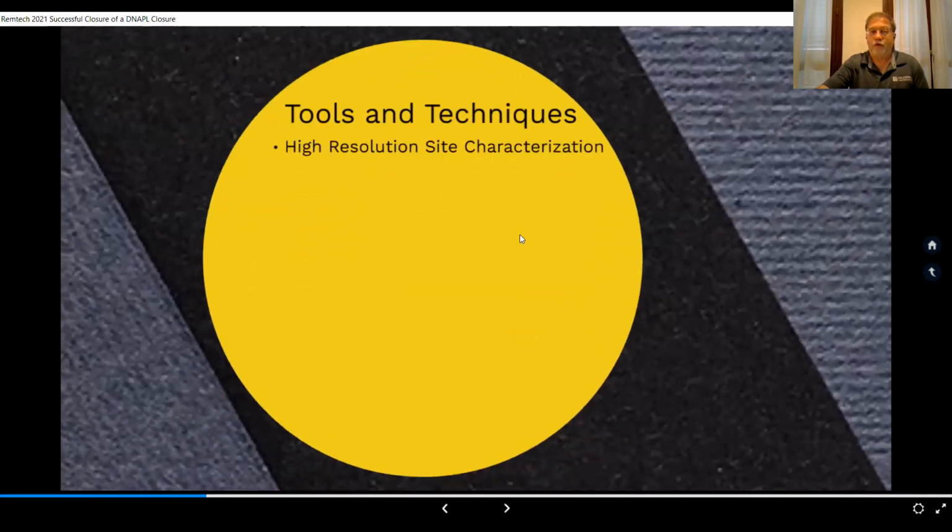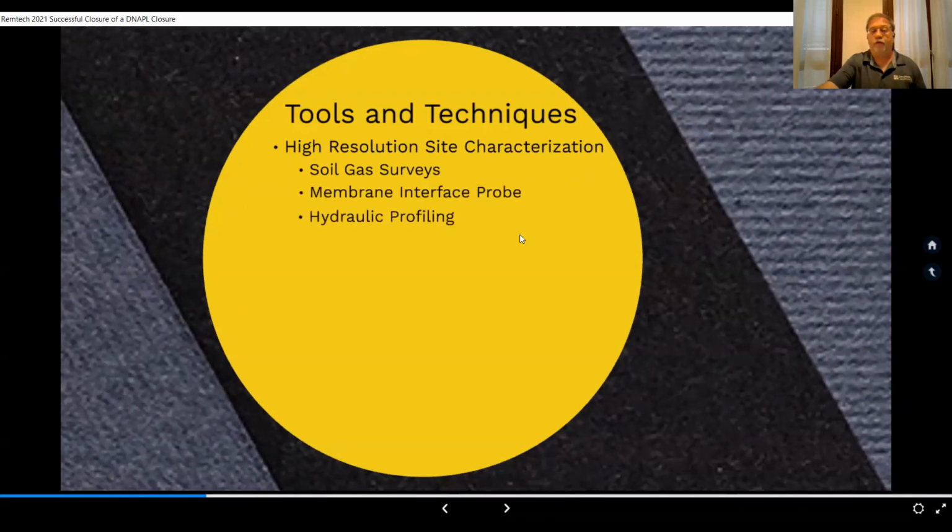So the tools that we used, we did use high-resolution site characterization. Everybody should probably approach it in that way, with soil gas surveys. We use membrane interface probe, hydraulic profiling, and dye laser fluorescence. Now at this site, we weren't able to do that because a lot of those tools weren't available then, but we did use the MIP.